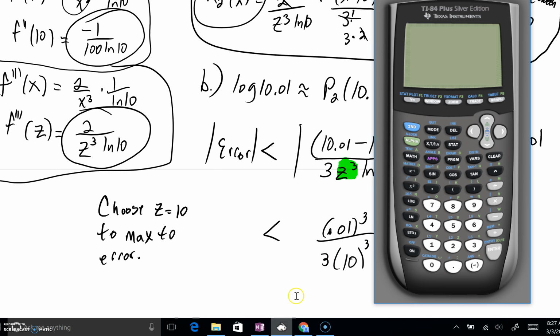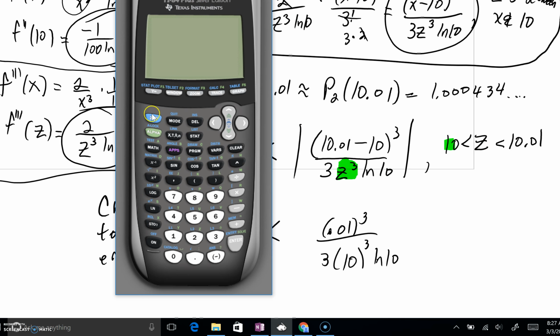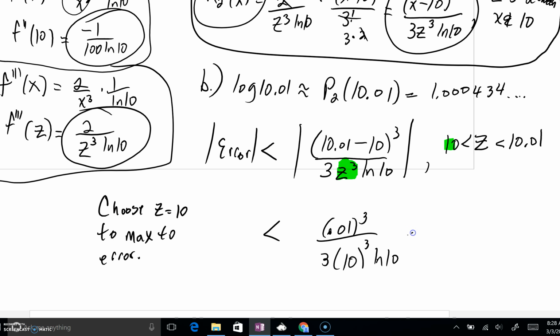So here's where I will show the punching out step by step. We can definitely just get a calculator up here. The top we'll say is 0.01 to the third. Down below we're going to say 3 times 10 raised to the third. Move that down, then multiply that by the natural log of 10. Notice that you no longer really need those absolute values. This is all positive. But you can see what we're getting: 1.44764 times 10 to the negative 10. That's your error bound.